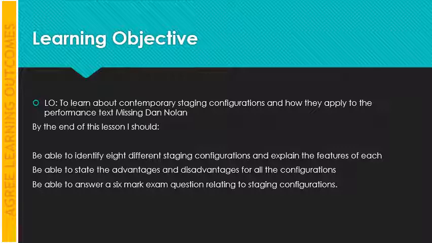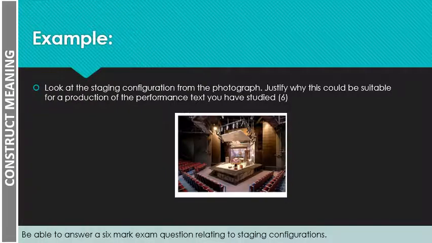We are looking at being able to answer a 6-mark exam question relating to staging configurations. You're going to look at exactly the same question we're going to talk about now. However, you are going to do it for a different picture. So the question is, look at the staging configuration from the photograph. Justify why this could be suitable for a production of the performance text you have studied.